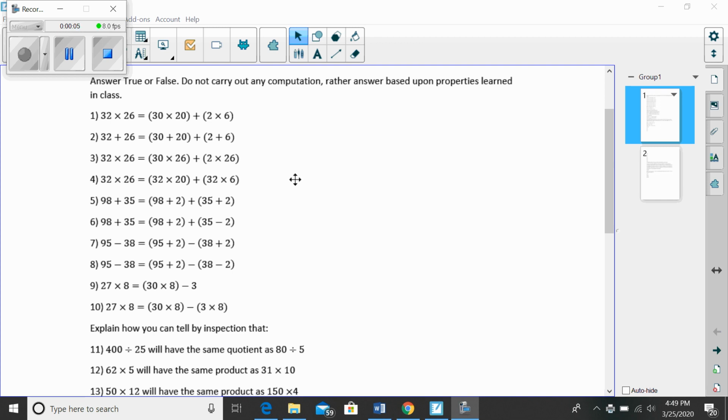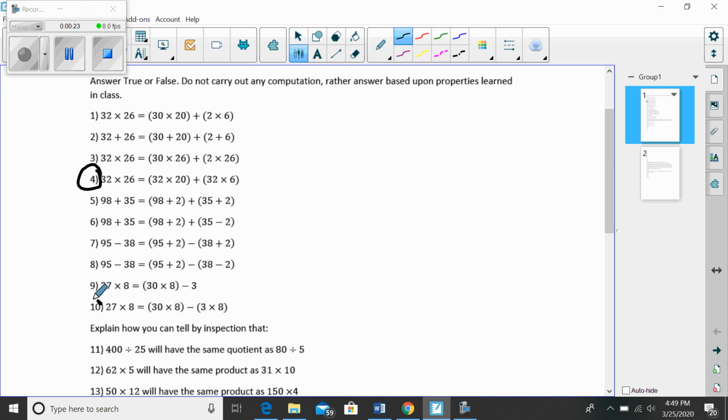In this short segment, let me justify some of the answers on this handout. Obviously, you scroll to the bottom and check true and false yourself. But one of the things that I'm going to ask you to do for classwork is show. So for classwork, you're going to show me how number 4 and number 10 illustrate the distributive property.